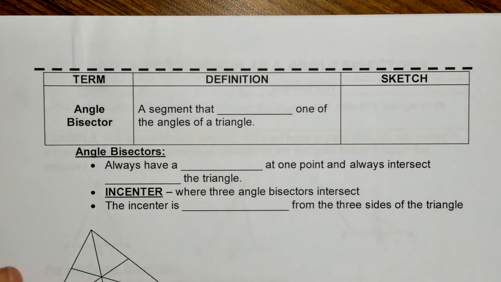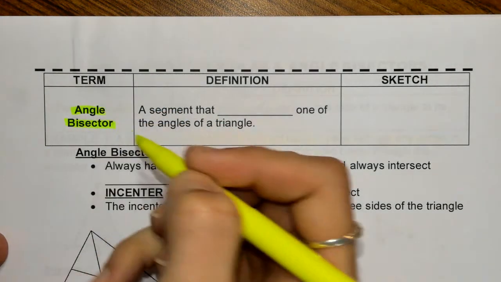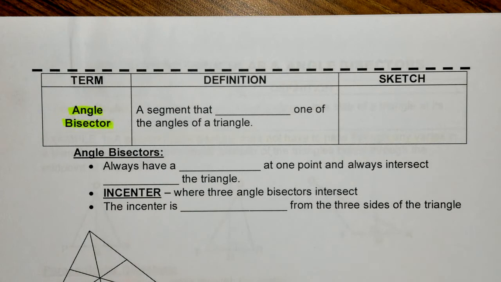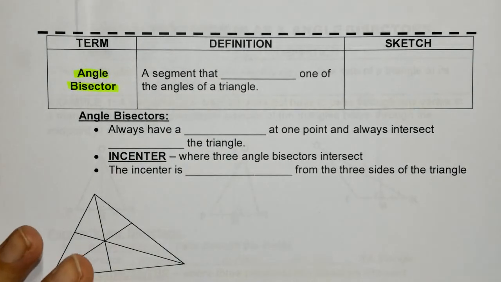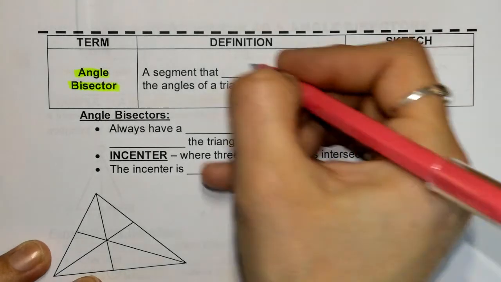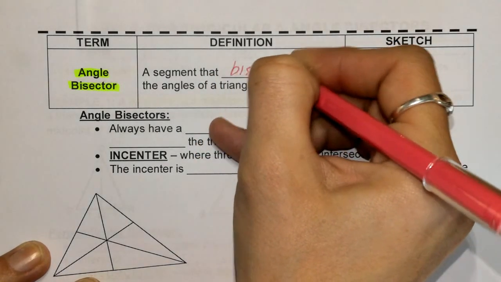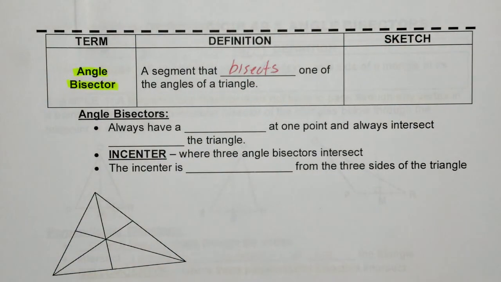Next, our last special segment, our other bisector, our angle bisector. Angle bisector is not new. We talked about angle bisector without the triangle part of it. Now we're dealing with the triangle. So here we're going to have a segment that bisects one of the angles of a triangle.